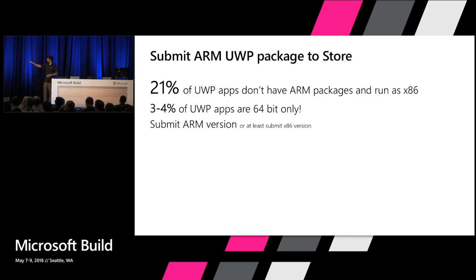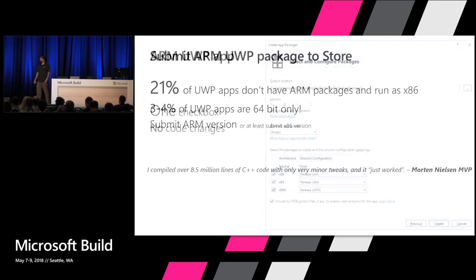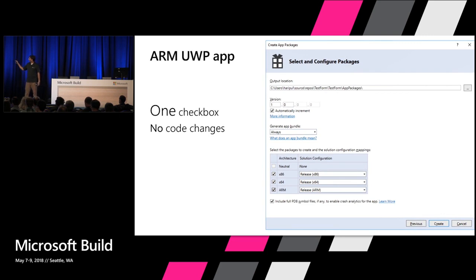Another one of our quotes from one of our MVPs. He recompiled all of his app. It has 8.5 million lines of code. It just worked, right? No changes. So that's it. There's one checkbox. One checkbox. That's all you need. Make sure to submit a package with ARM.